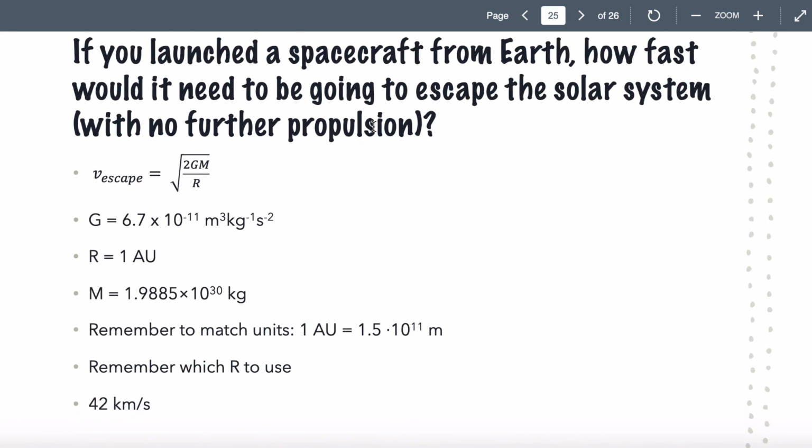If you launched a spacecraft from Earth, how fast would it need to be going to escape the solar system with no further propulsion? When you see escape in the question, always think to use the escape velocity equation, which again is equal to the square root of 2GM over r.